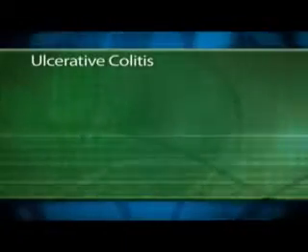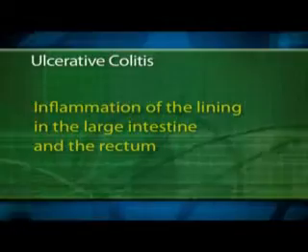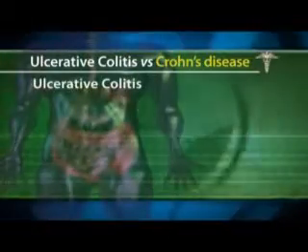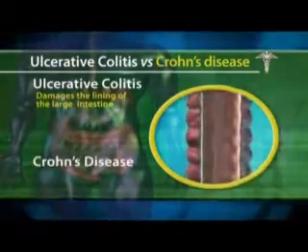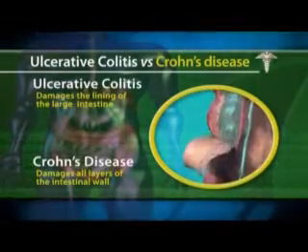In ulcerative colitis, inflammation occurs in the lining of the large intestine and the rectum. In rare cases, it may extend into the small intestine. But in most cases, however, the small intestine remains normal. There is strong evidence suggesting that dietary factors are the most probable cause for this disease. Ulcerative colitis and Crohn's disease are two common forms of IBD. Ulcerative colitis occurs only in the lining of the intestine, while the damage caused by Crohn's disease can extend to all layers of the intestinal wall.